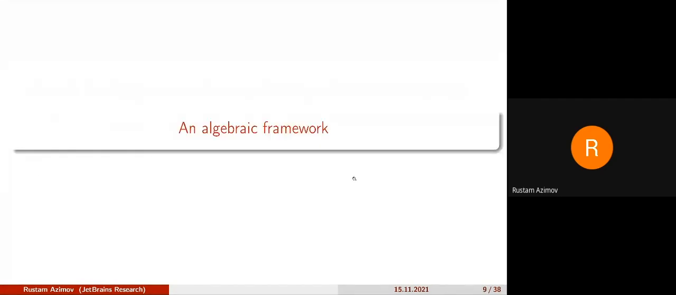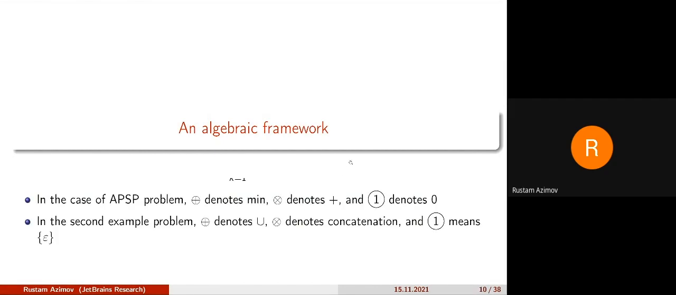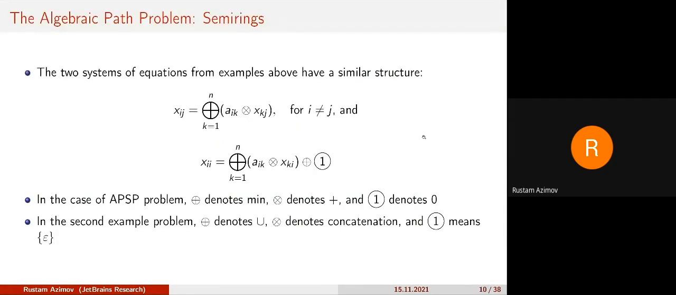And now let's talk about algebraic path problems in general. We built two systems of equations, and they are very similar. They use two different operations. One is multiplication, and another is addition. Here we can generalize it and build the following system of equations.